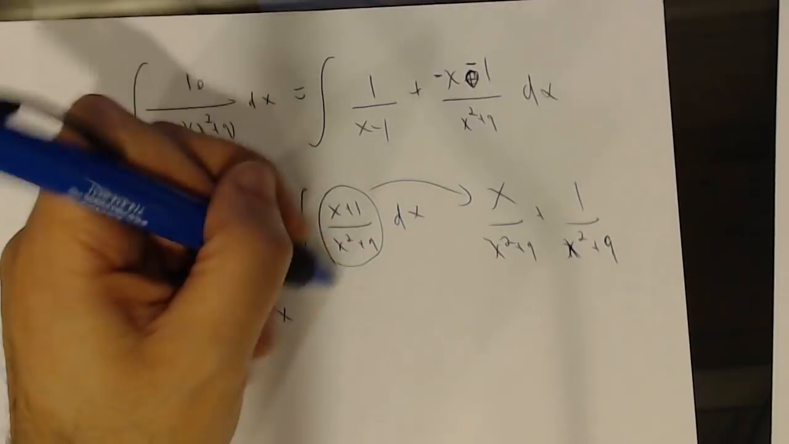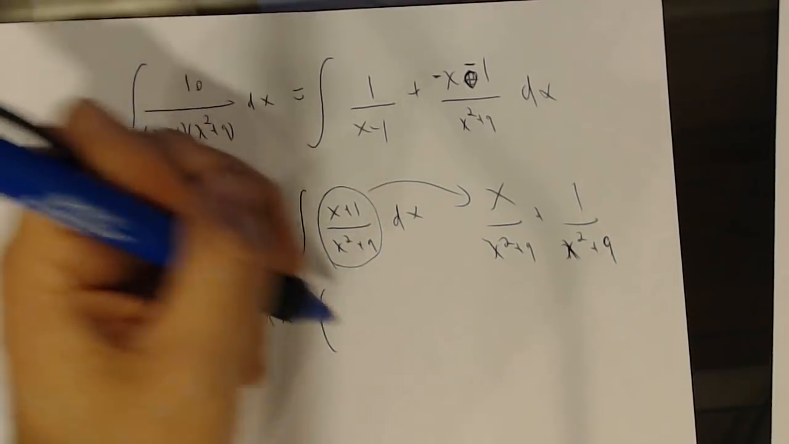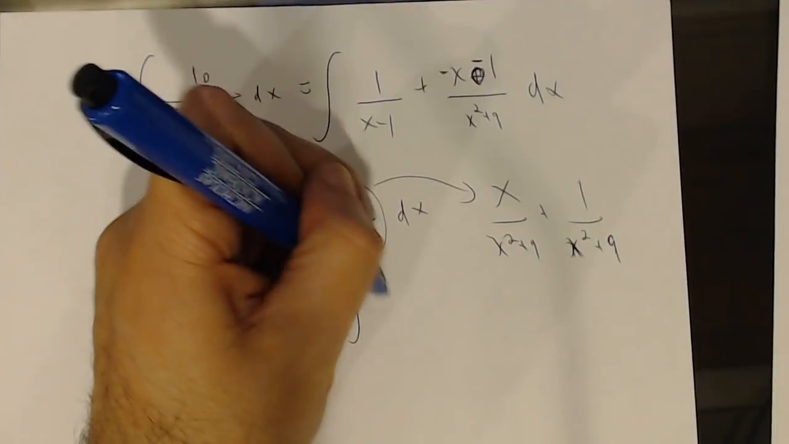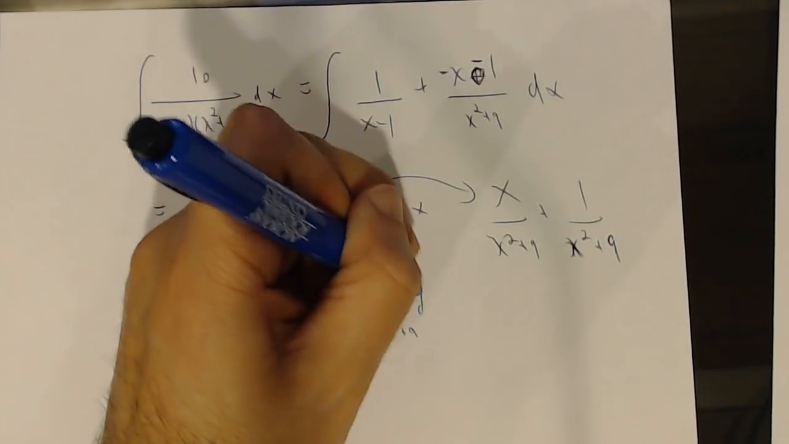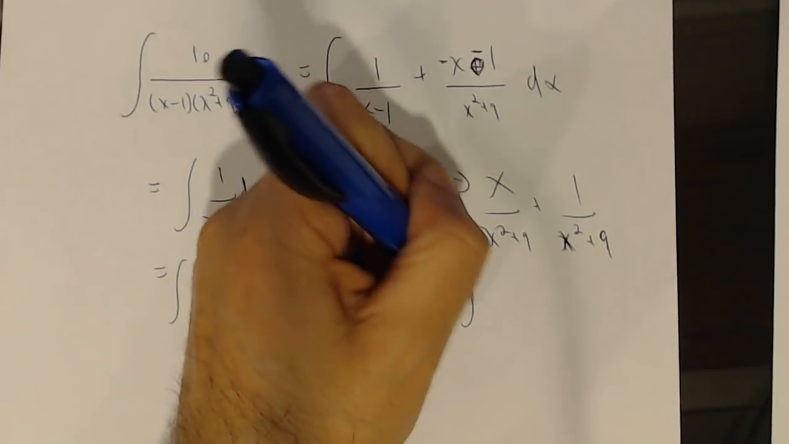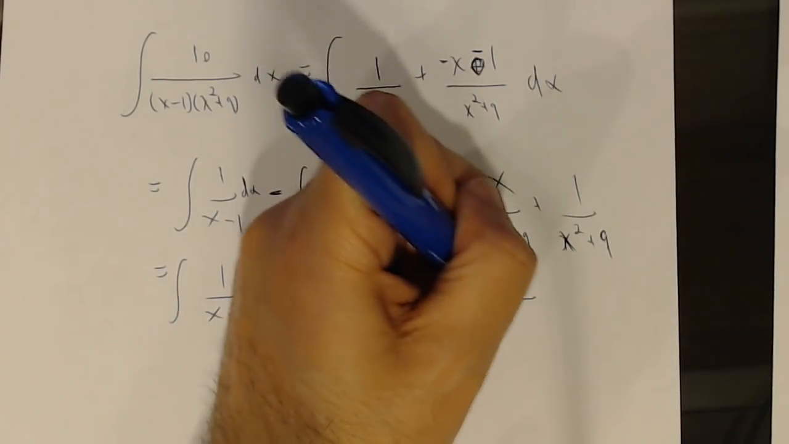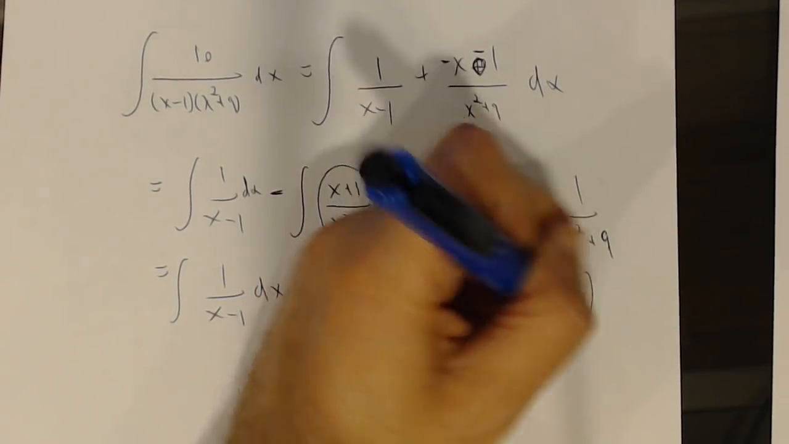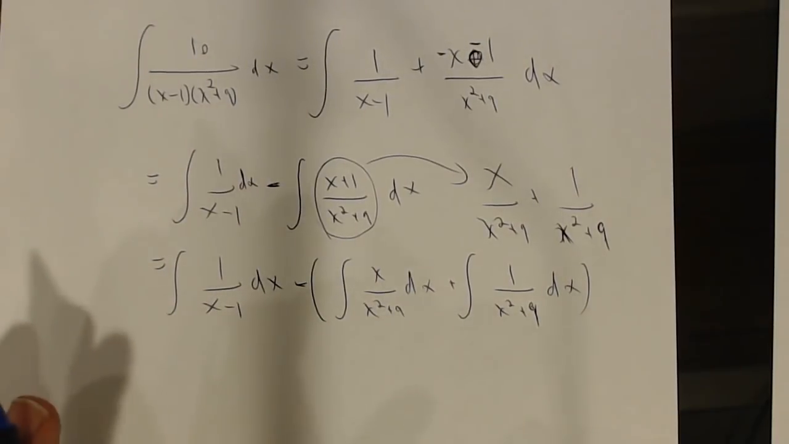So here's what we have. This will break up to negative x over x squared plus 9 dx plus the integral of 1 over x squared plus 9 dx. Okay, now look. Here's what we know.